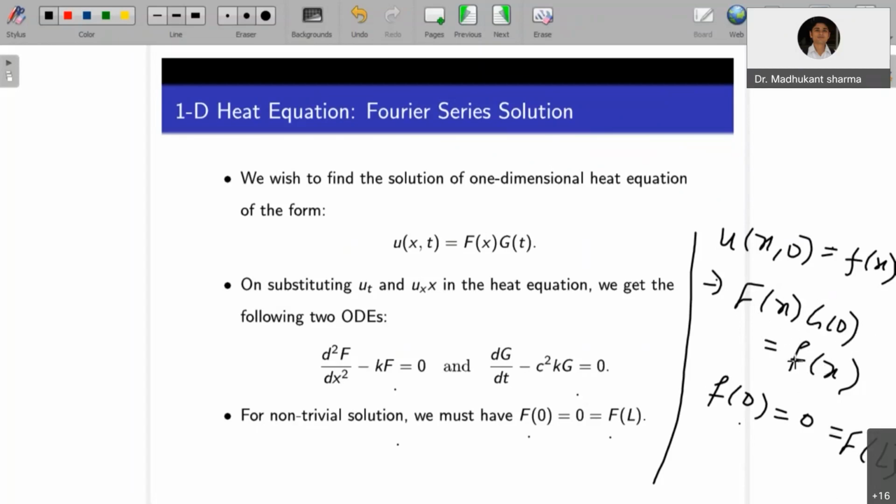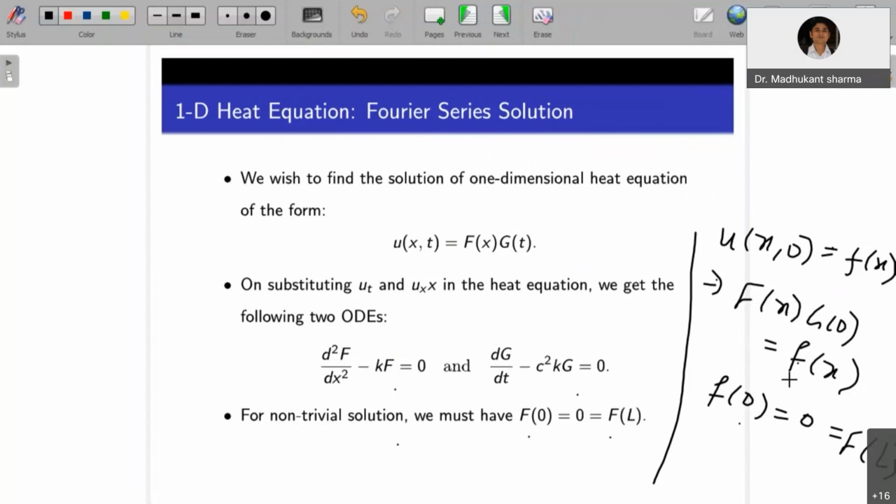Okay, so from here g of 0 can never be 0. Why? Because if g of 0 is 0, that initial deflection or initial temperature at every point will become 0. It can never be 0 then. So therefore g of 0 can never be 0.